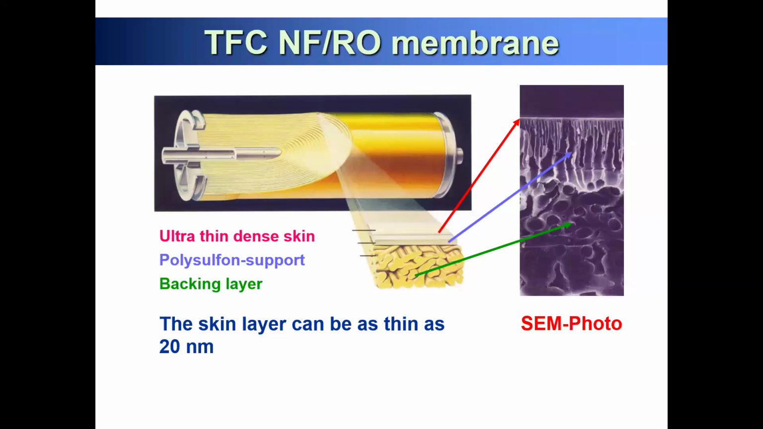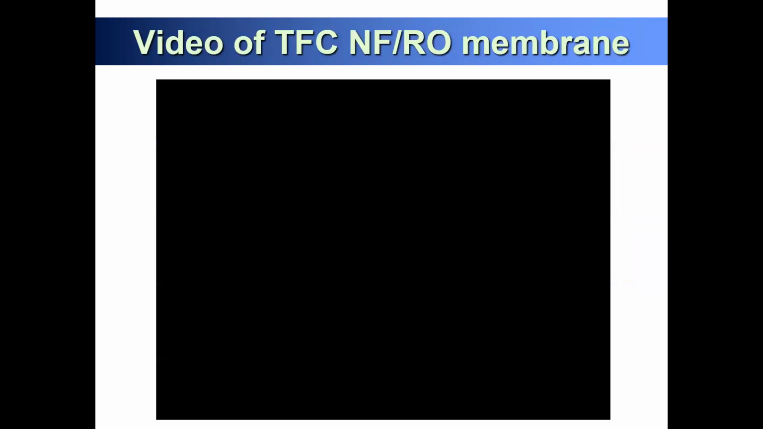The familiar material is nylon. Nylon is the main component, but it's not the same as the nylon we use in our clothes. It's specifically designed. And this is the polysulfone backing layer. The skin layer is 20 nanometers. So we separate the water with a 20 nanometer active layer for seawater desalination. So how does this work? Let's see how this membrane is fabricated and how it looks.